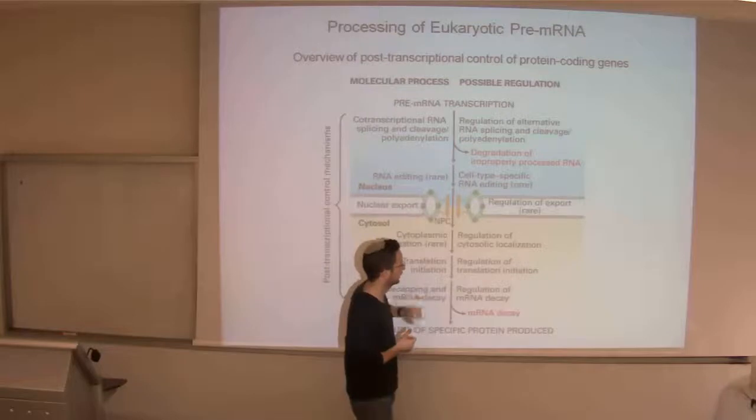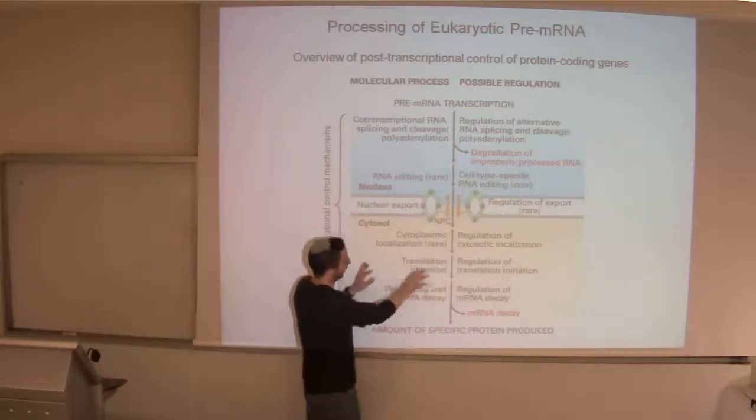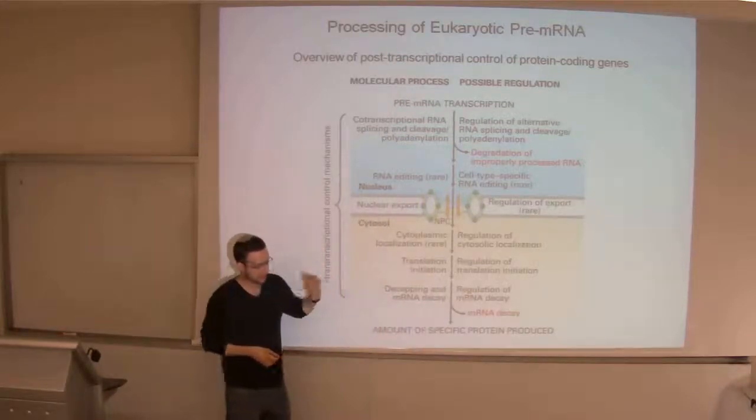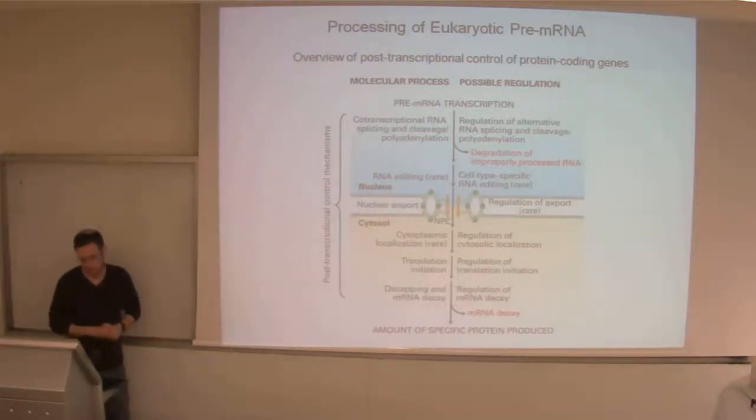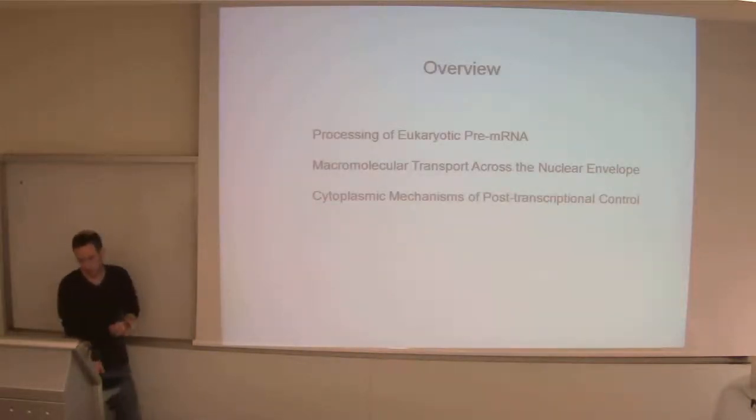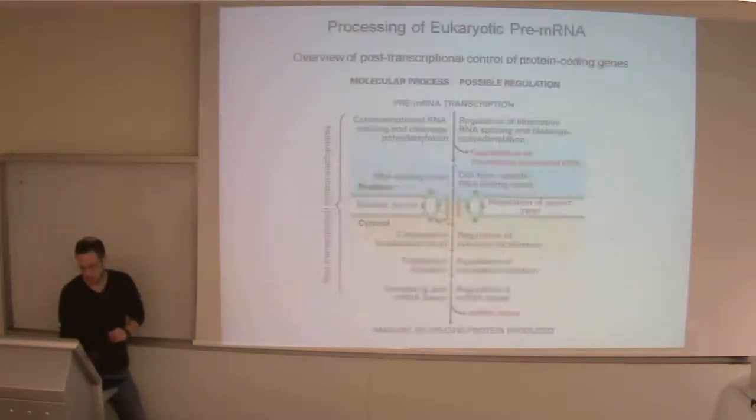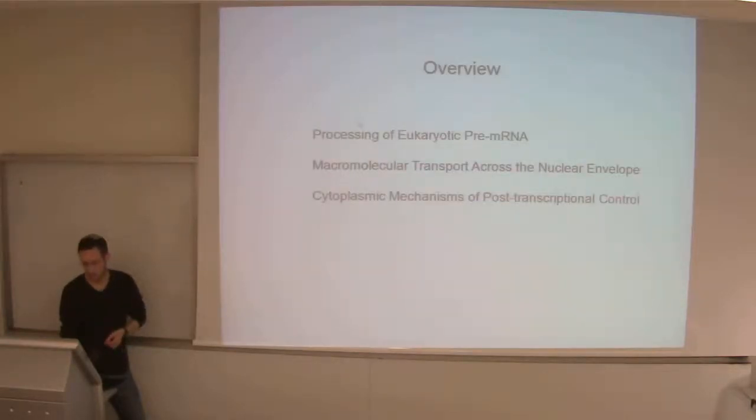We will see why. And at the cytosol, several regulators exist that can target RNA molecules and lower or increase their levels. So this chapter is all about RNAs in the cell. The sections will also be divided spatially, based on their location in the cell. We'll start with the processing that occurs at the nucleus, then the transport through the nuclear envelope, which is the gate that links the nucleus and the cytosol, and end with the cytoplasmic mechanisms of post-transcriptional control.